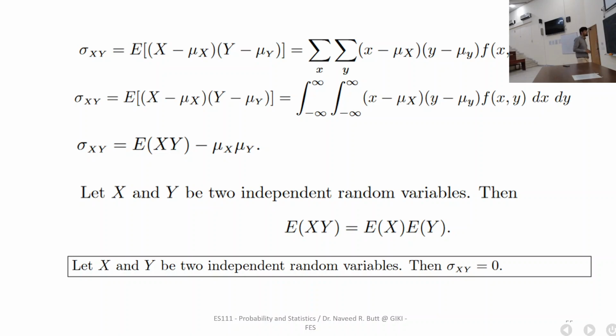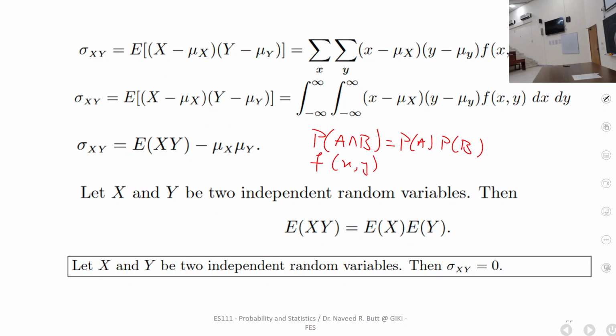If events A and B are independent, then P(A and B) is P(A) times P(B). The probability is separable. Otherwise, no. This does not hold in general. Similarly, for densities, if they are independent, then f_XY is f_X times f_Y. To distinguish the functions, I am putting another subscript here, f capital X.